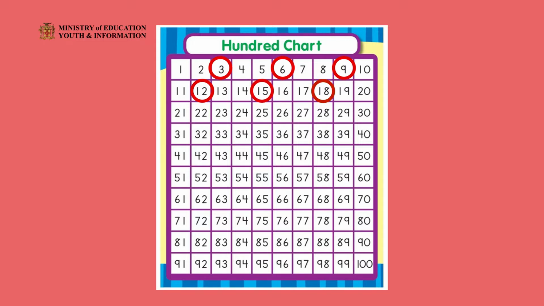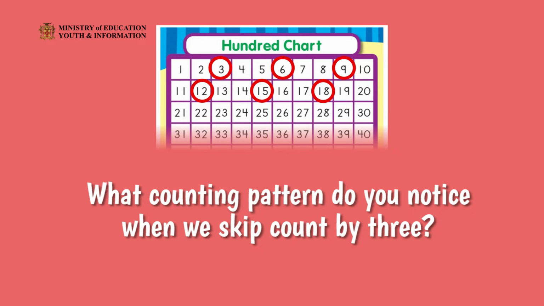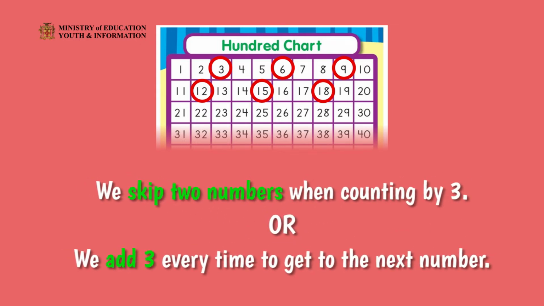I wonder if you could tell me what counting pattern you notice when we skip count by 3. If you said we skip 2 numbers when counting by 3, you are correct. Or that we added 3 every time we get to the next number, then you are indeed correct. Boys and girls, you are doing so great at skip counting.